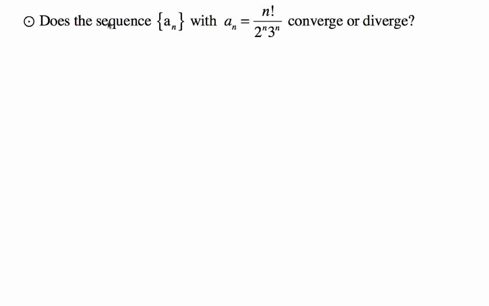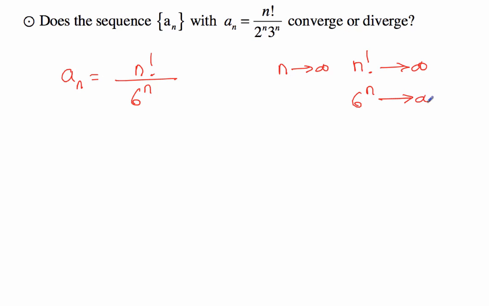Next, does this sequence a_n, where a_n is n factorial divided by 2^n times 3^n, converge, or does it diverge? Well, let's first write a_n in a slightly simpler way. We'll write it as n factorial divided by 6 to the power n. As n becomes larger and larger, certainly n factorial becomes infinity. But of course, 6 to the power n also becomes infinity. So how are we going to decide what this infinity over infinity is?